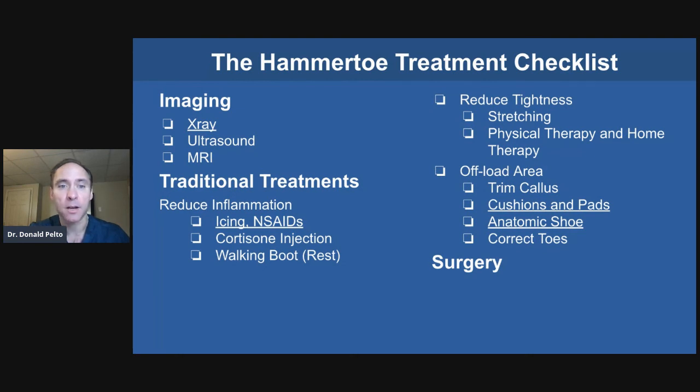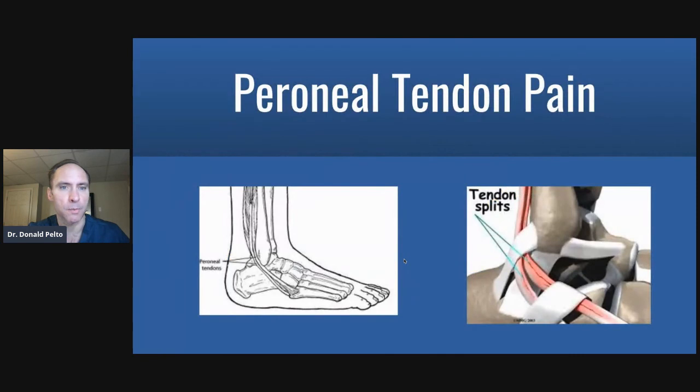Those are some of the brands. Correct Toes' website, correcttoes.com. They have these toe spacers, but they also have a great selection of anatomic shoes there. Patients might not wear the spacers, but they could try those shoes out. So that's what I always start with. And then if it's too painful and it doesn't get better, then we can do the surgical repair.